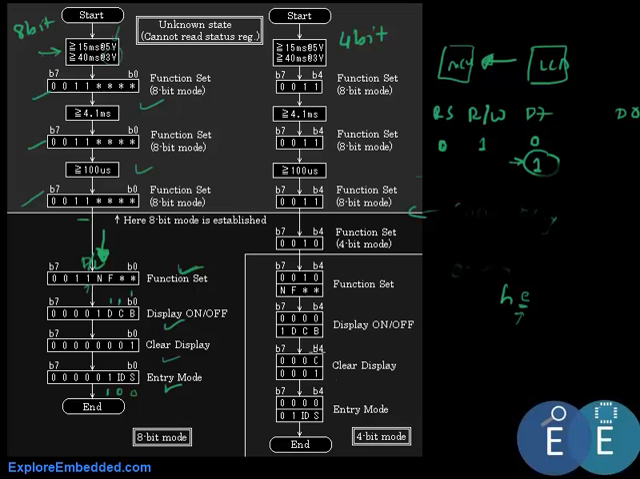Now what you can observe is that for the commands that require 8 bits, a complete byte, we split the command into 2 nibbles. This is the higher nibble and this is the lower nibble. We send the higher nibble first, and then we send the lower nibble. Similarly we do the function set, display on/off, the clear display command, and we set the entry mode.